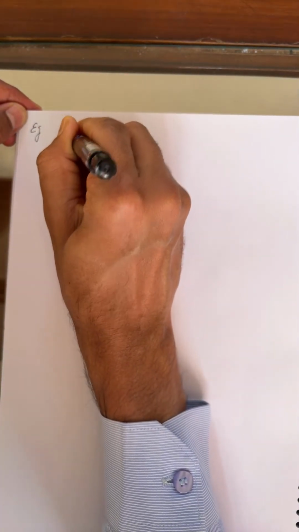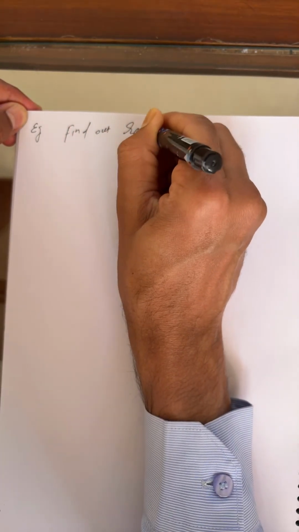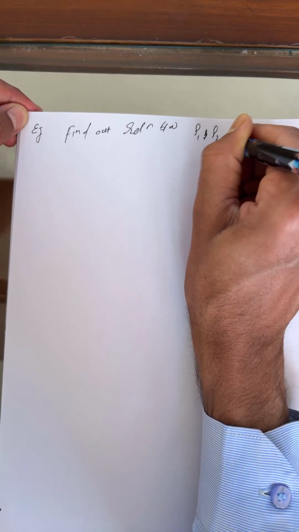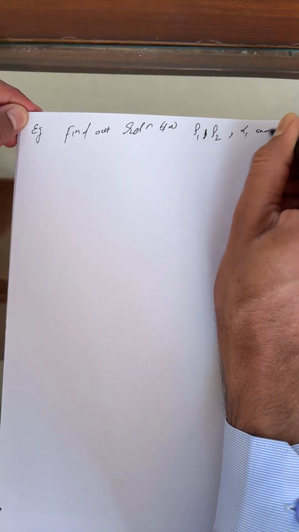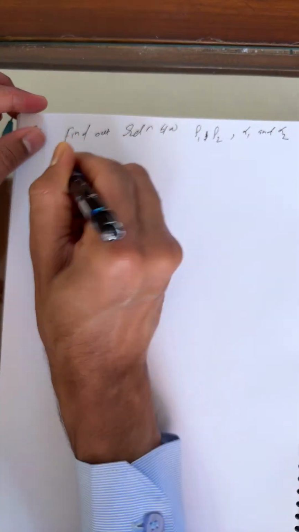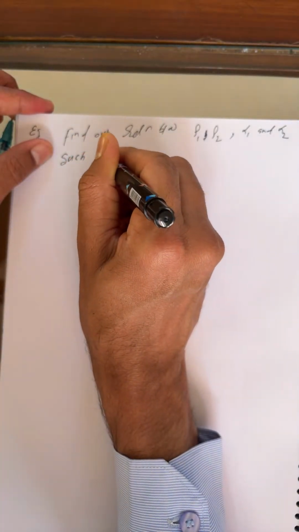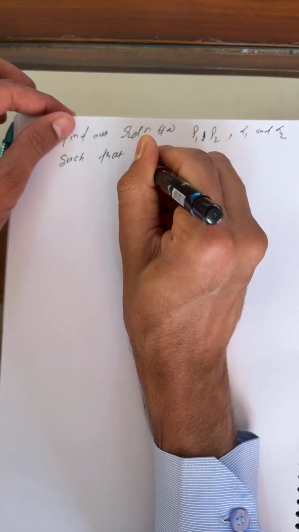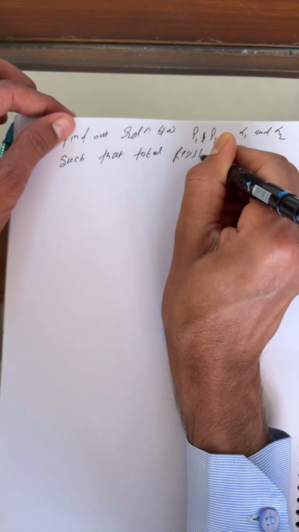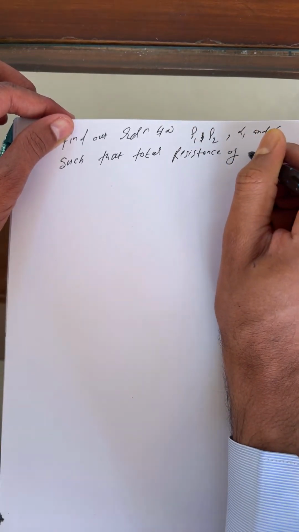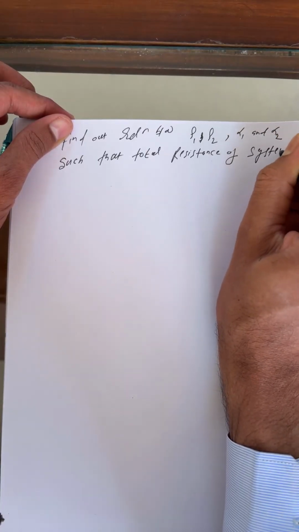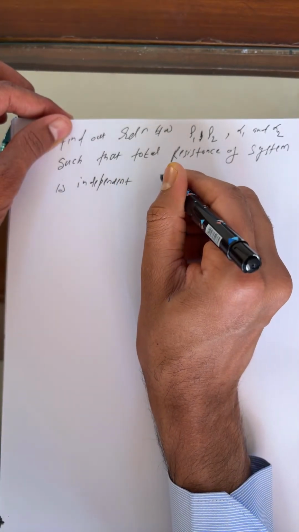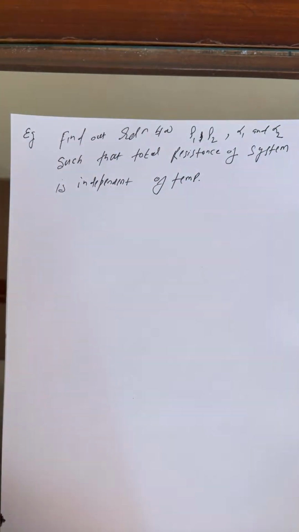Find out the relation between rho 1, rho 2, alpha 1 and alpha 2, such that the total resistance of the system is independent of temperature. This is the question.